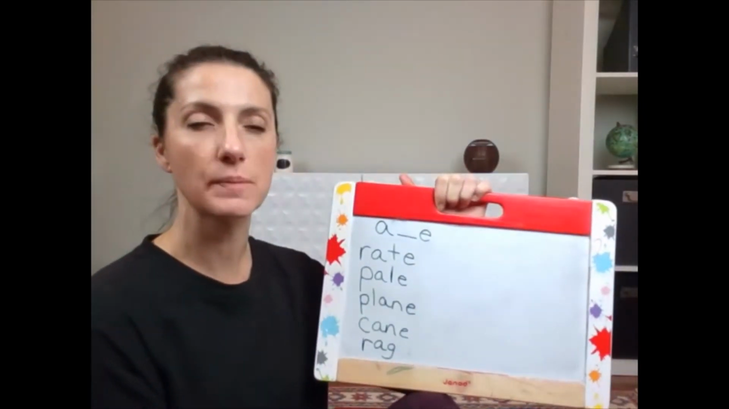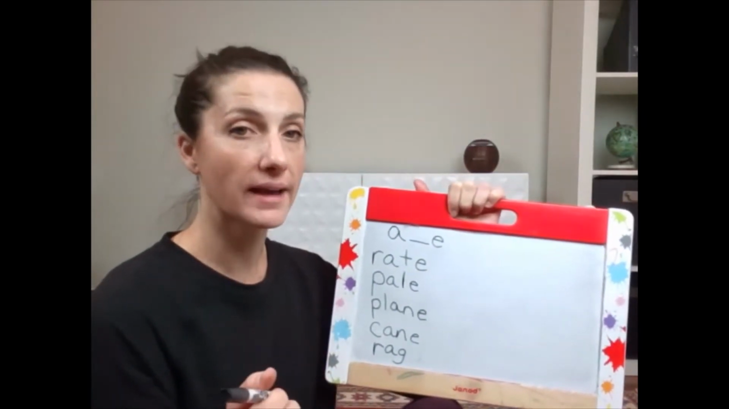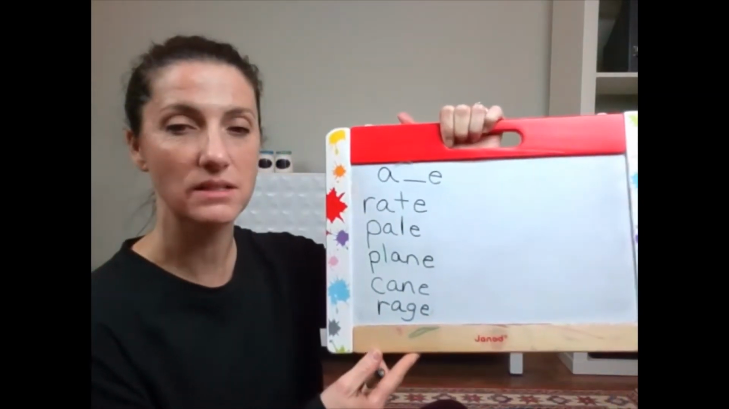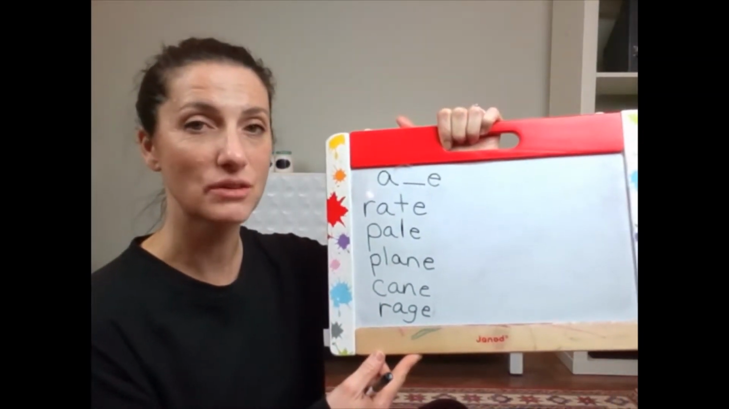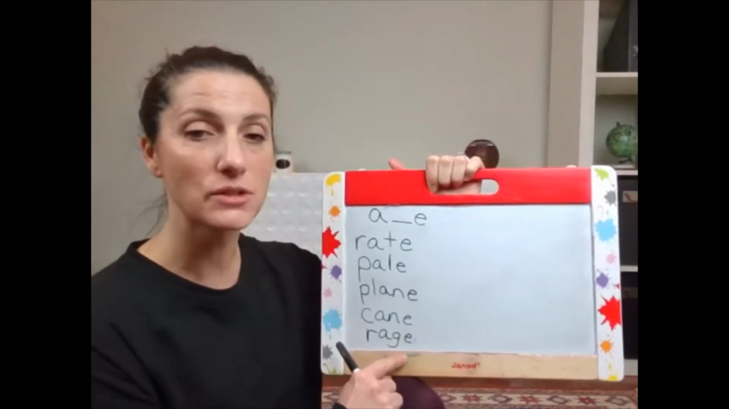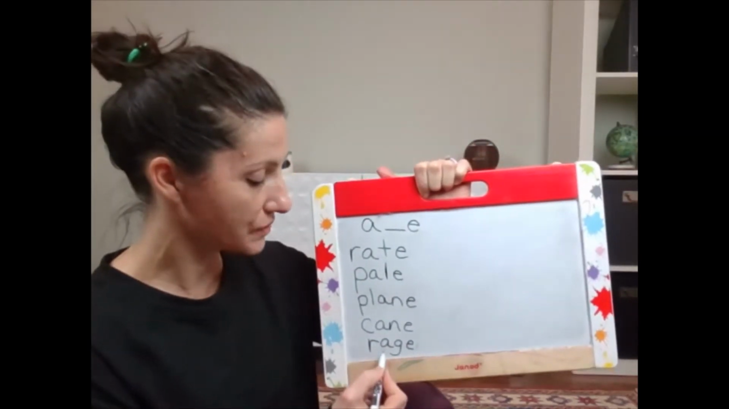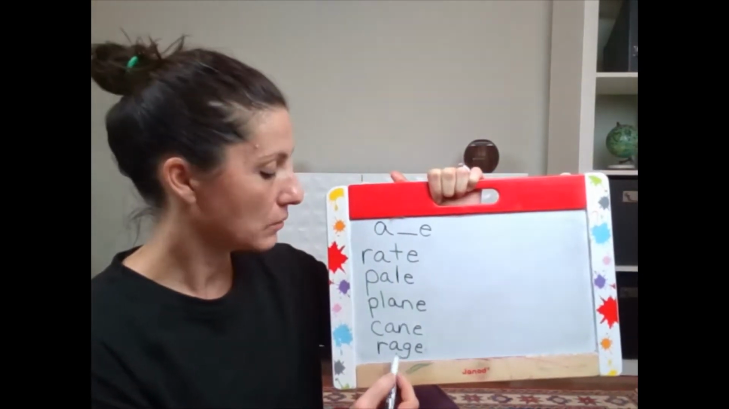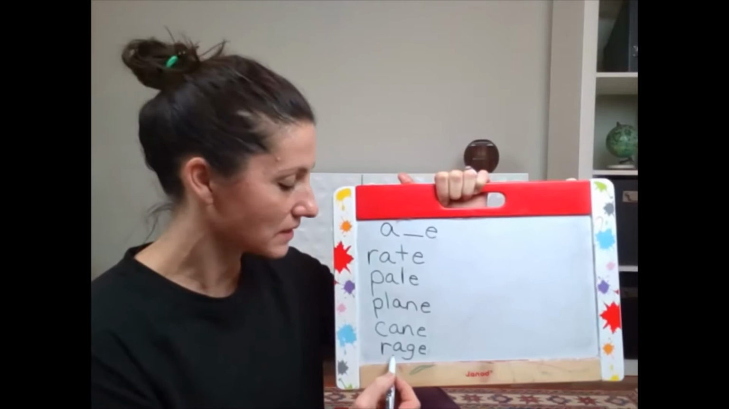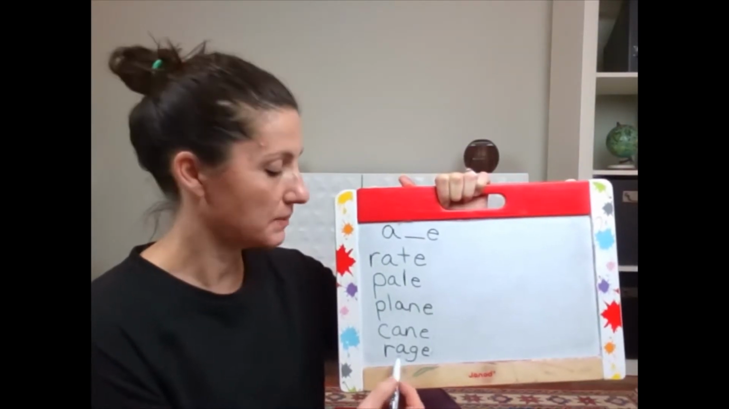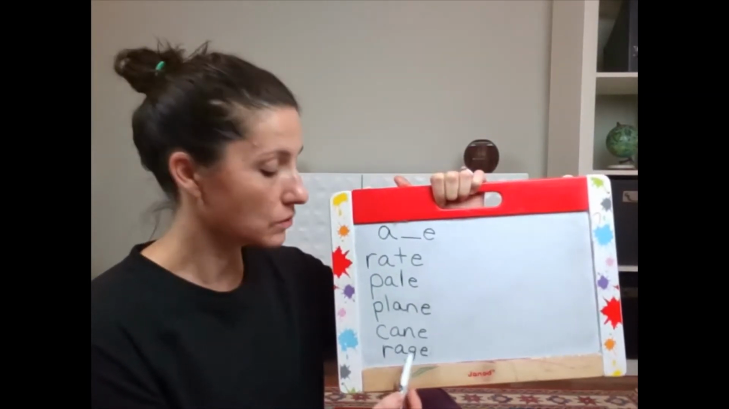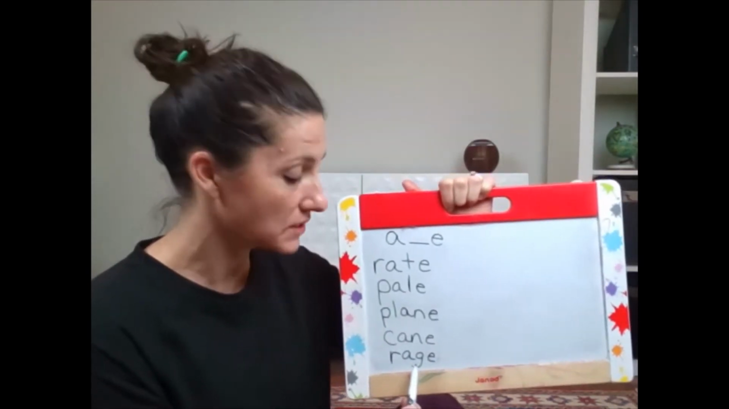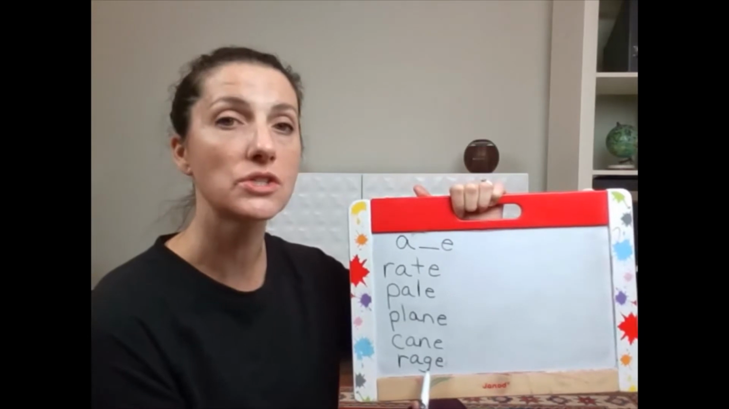Okay, R-A-G spells rag. Now, this one is tricky because if I add an E to the end, I get rage, right? So this E does two things. It changes the short A to a long A, right? But it also changes, it doesn't become rag, it becomes rage. So not only does the A sound change, but the G sound also changes. It changes from G to J.